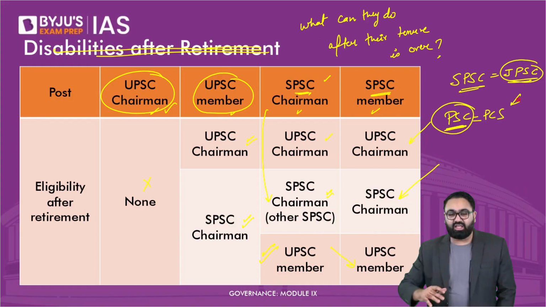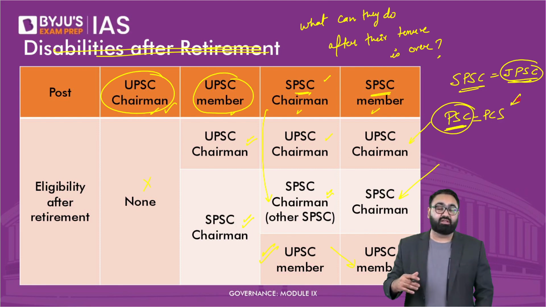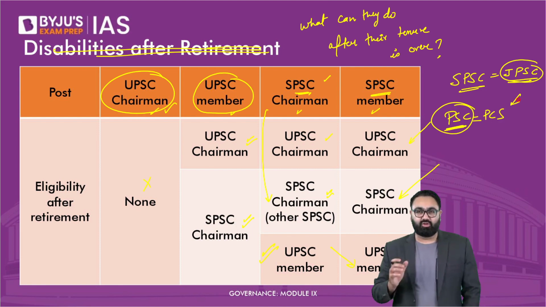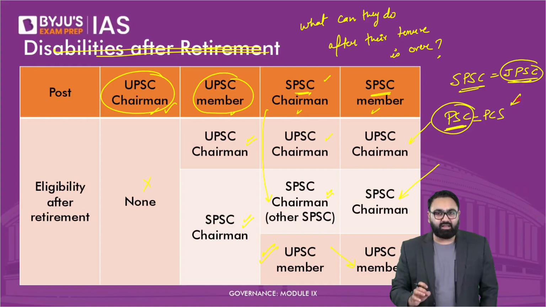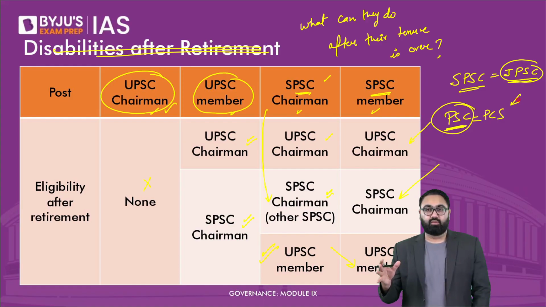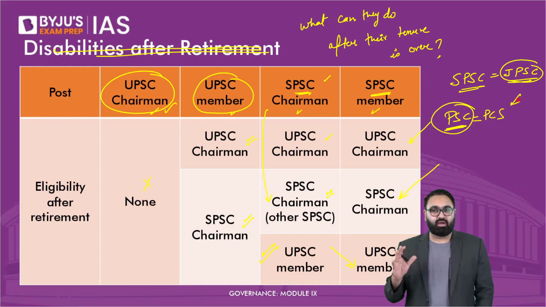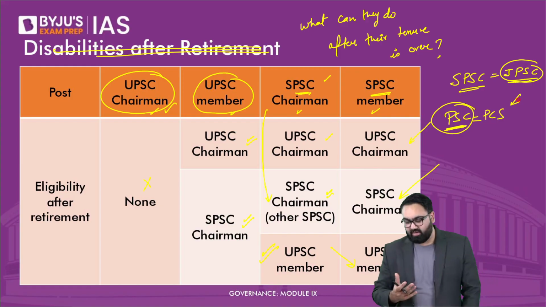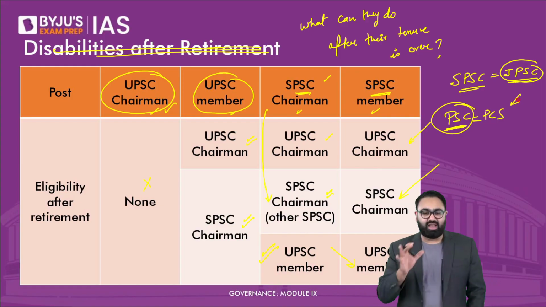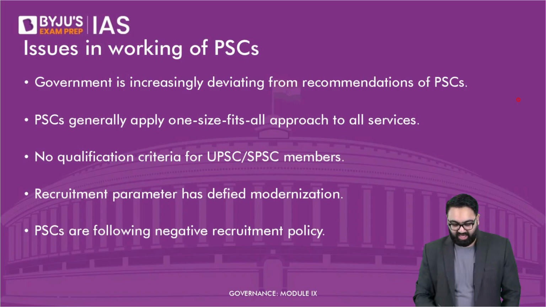So these are the things that the members or the chairperson can do once their tenure is over, tenure of 6 years, provided that they are still not retired. If they're retired, then obviously that is gone. But if they're still not retired, let's say they're 61, 62 only, and the tenure is over, then they can come up and have these posts as well.